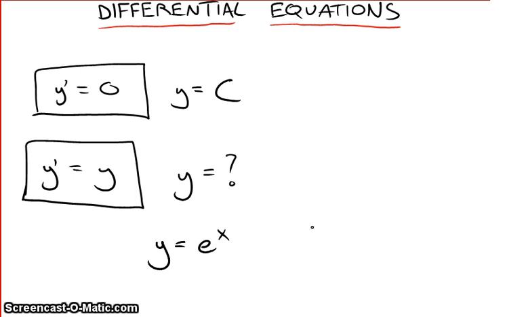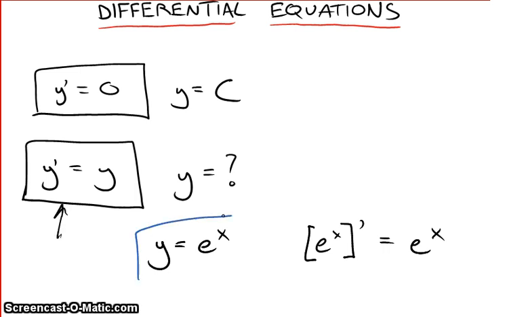Why is that? Because if you take the derivative of e to the x, you end up with e to the x. You end up right back where you started. So this would be a solution. This is the equation. This is the solution.